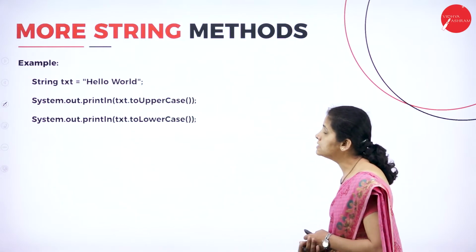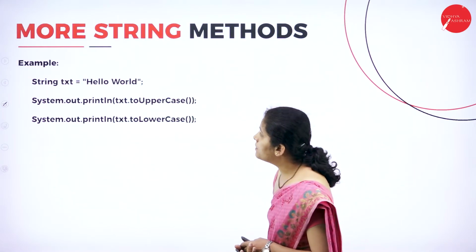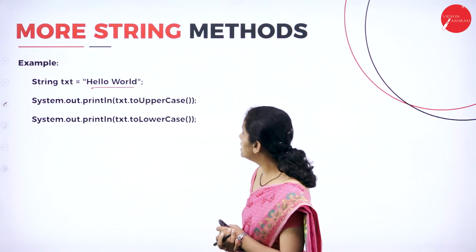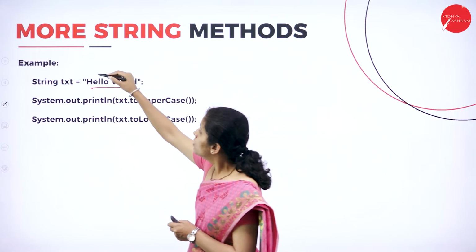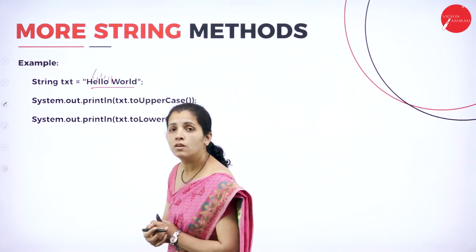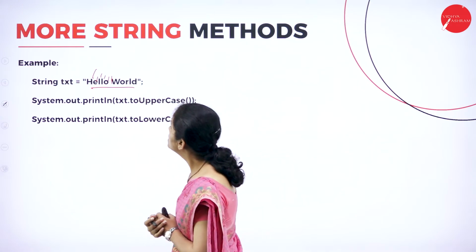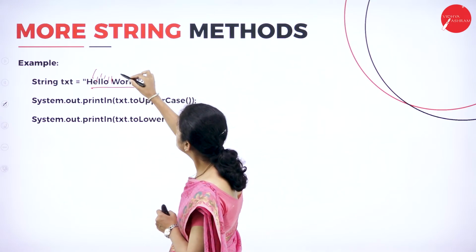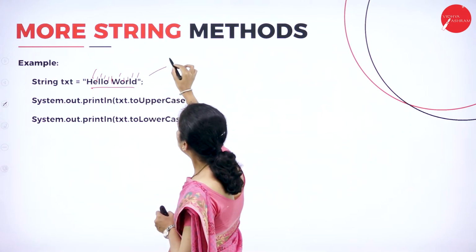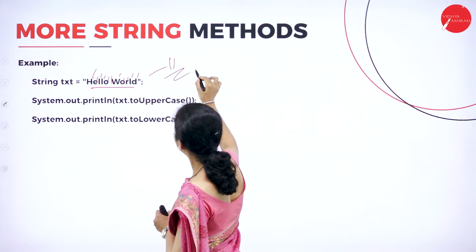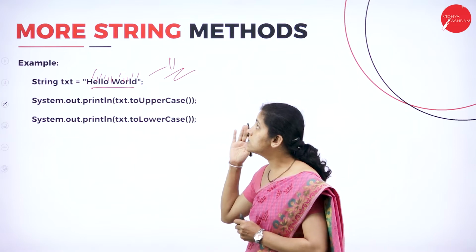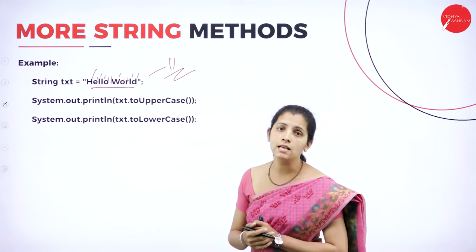And if I consider this example, see here, I'm going to have hello world. And what is the length here? 1, 2, 3, 4, 5. I want to consider this white space also. So it is 6, 7, 8, 9, 10, 11. So the length of the string is 11. Now here Java string supports uppercase as well as lowercase.